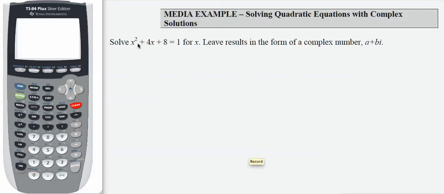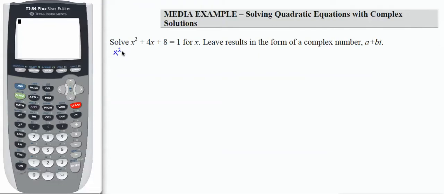We're asked to solve x squared plus 4x plus 8 equals 1 for x and leave our results in the form of a complex number a plus bi. So that gives me a hint that I'm probably going to have a complex set of solutions to this quadratic equation. Let's start by putting this equation into standard form.